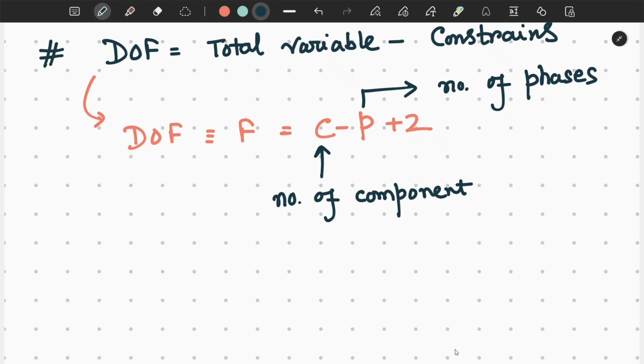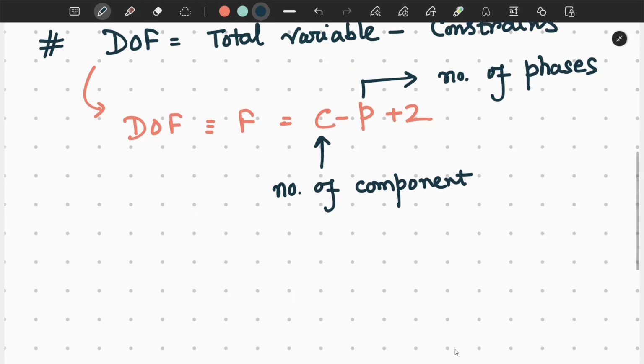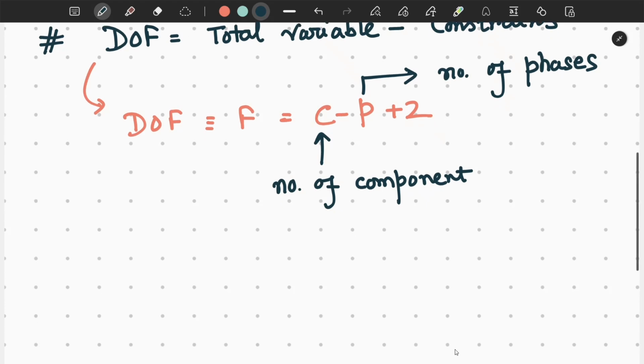So it's better to read it from any textbook. You will understand it. It's very easy. But this is F = C - P + 2. Now, you have to understand what is the component and what is the phases. These things are very difficult. Not difficult, confusing, you can say.